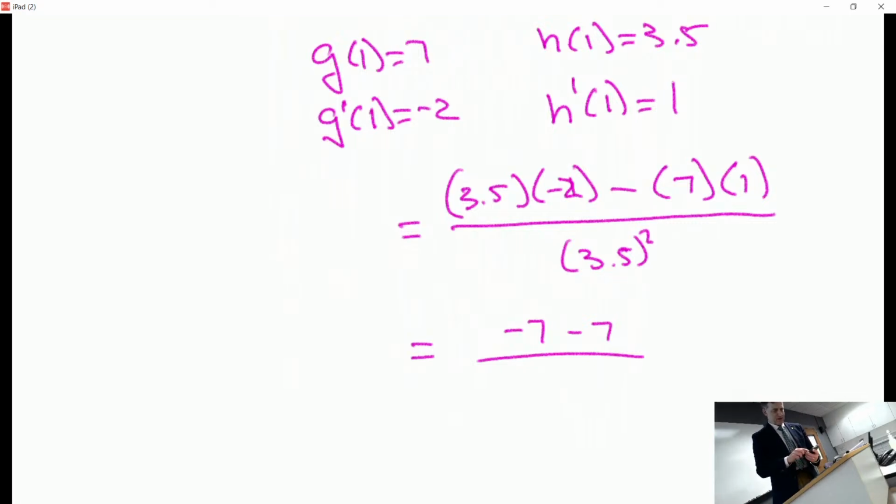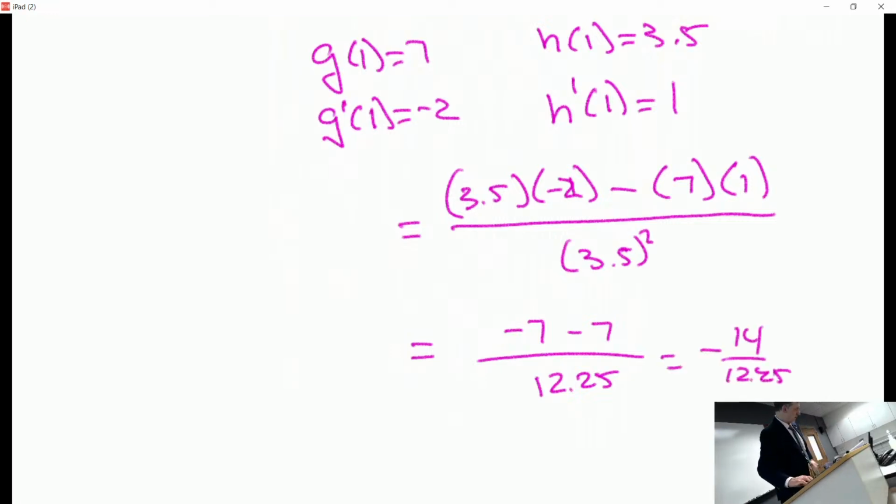Let me just do this on my calculator. That's a piece of junk. Just a sec. 3.5 squared. Oh, 12.25. How could I be so far off? That's weird. Interesting. 12.25. All right. So 14 over 12.25, negative.